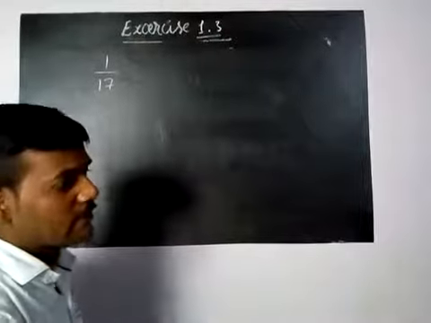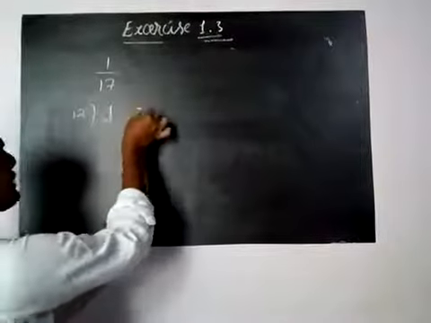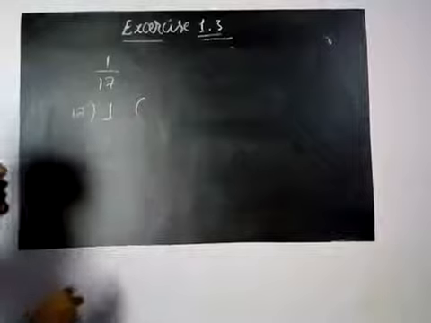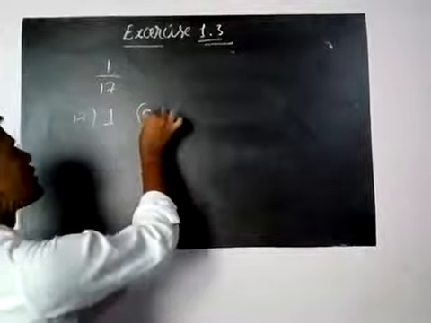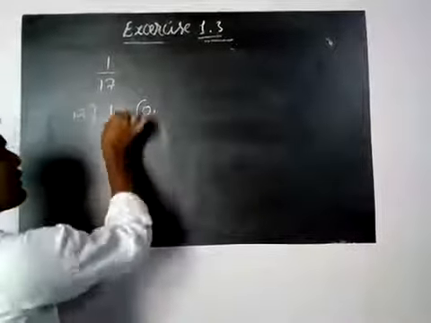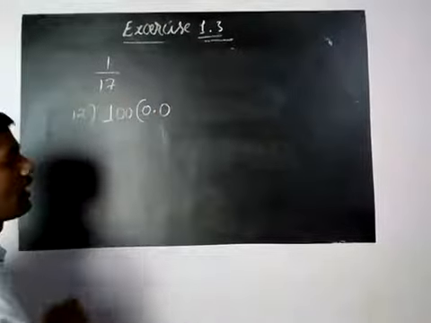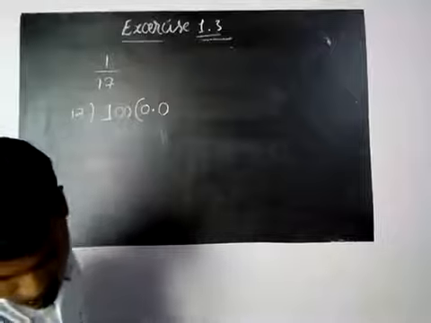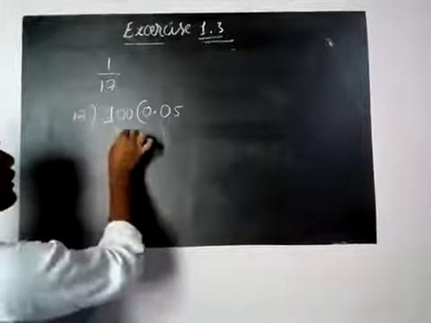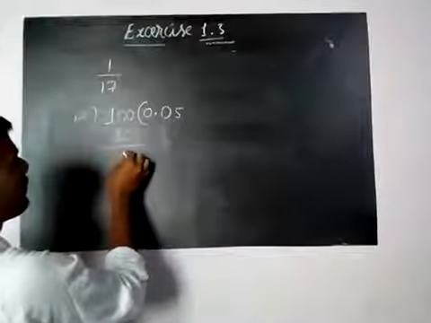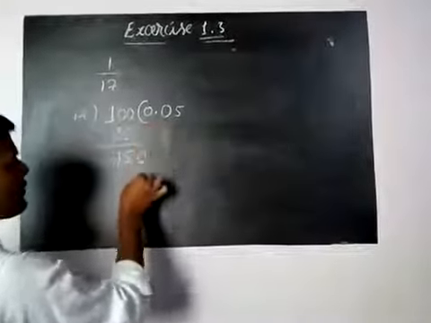In the division process, 17 divides 1. That means 1 cannot be divisible by 17. So it is 0 point. Then it becomes 10. Then also it is not divisible, so we add 1 more 0. Now it becomes 100. So next, continue the process: 17 fives are 85. How much is left? 15, and then 150 becomes, so it continues.